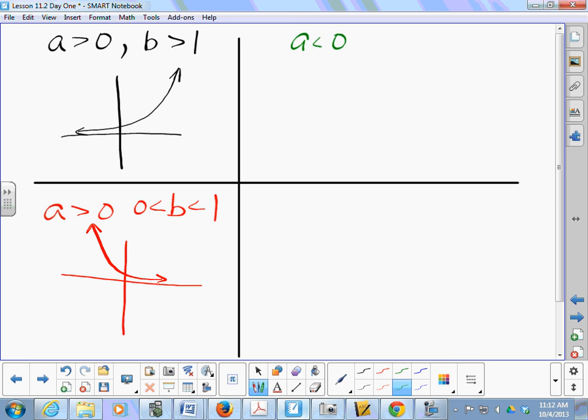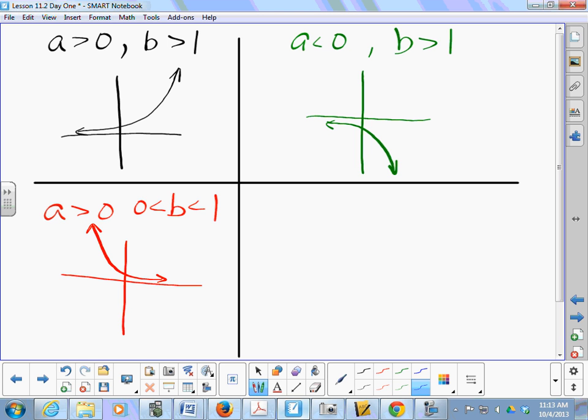A is less than 0. B is greater than 1. If A is less than 0, all my numbers are negative. And if B is greater than 1, then it's going to go this way. Think about it: if I go from A being positive to A being negative, I'm just taking this graph right here and flipping it over the x-axis. So the farther right I go, the farther away from the x-axis I go.